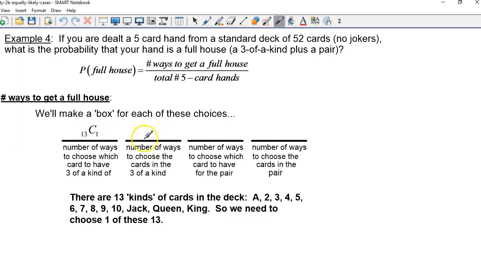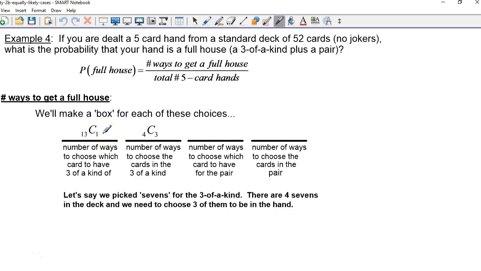And it'll be more reasonable later to explain why this is a combination, but it's a combination, so 13 choose 1. Let's say, for example, that we picked 7s to be the card that we have 3 of a kind of. Okay, so there are actually 4 7s in the deck because there's a 7 of clubs, a 7 of spades, a 7 of hearts, and a 7 of diamonds. So that means out of those 4 specific 7s, we need to choose 3 of them to be in this hand. So that means out of 4, choose 3. We're choosing 3 just from the set of 7s.